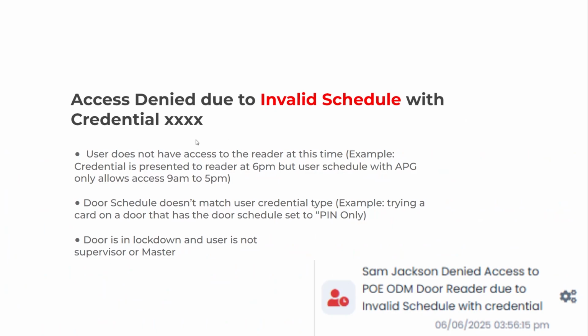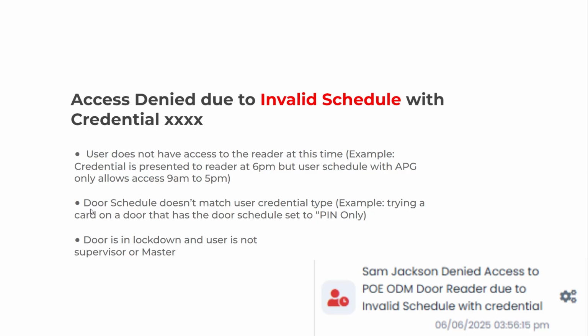The next most common reason is access denied due to invalid schedule. This basically is saying that there's an issue with the user or the door schedule. For example, if a user is a member of an access privilege group who's only allowed in 9 to 5, but they try the card at 6 p.m. or at 7 a.m., then you'll notice they'll get that exact same message. Again, basically saying, I know who you are, but you're not allowed in right now.